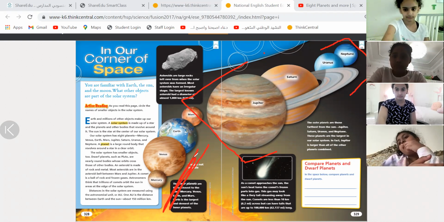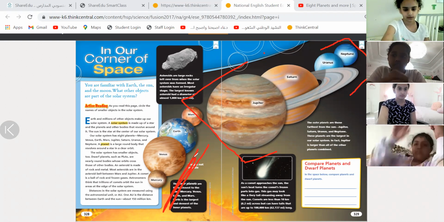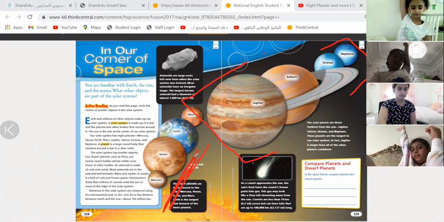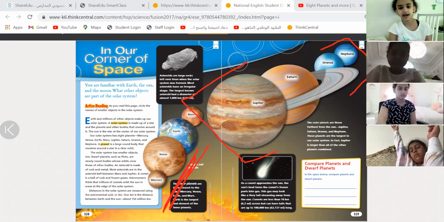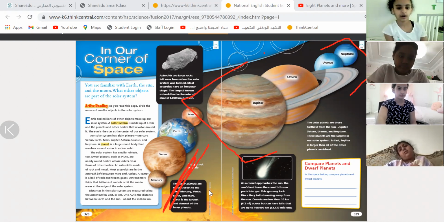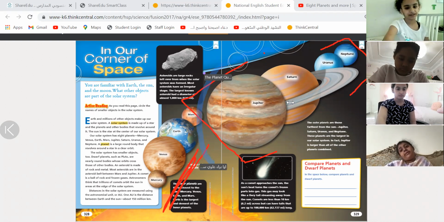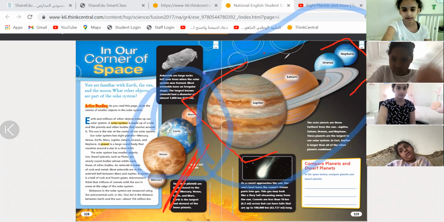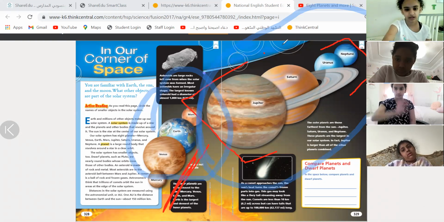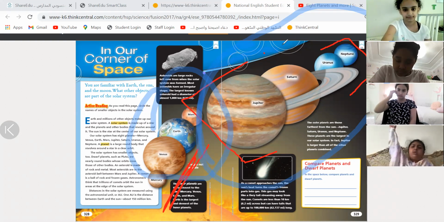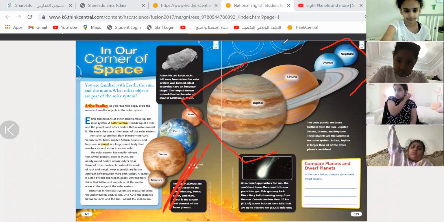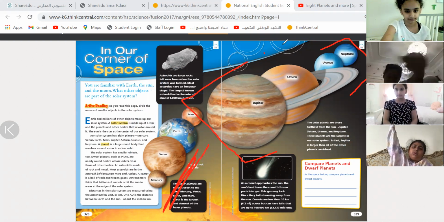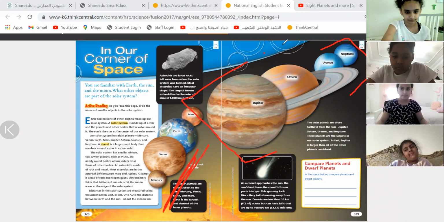Why outer and inner planets? What do you think? I think the first ones are inner because the outer ones, some of them are bigger than the planets over here. Excellent, Yaleen. I know what you are trying to say. Inner planets are the closest to the sun. Outer planets are very, very far from the sun.